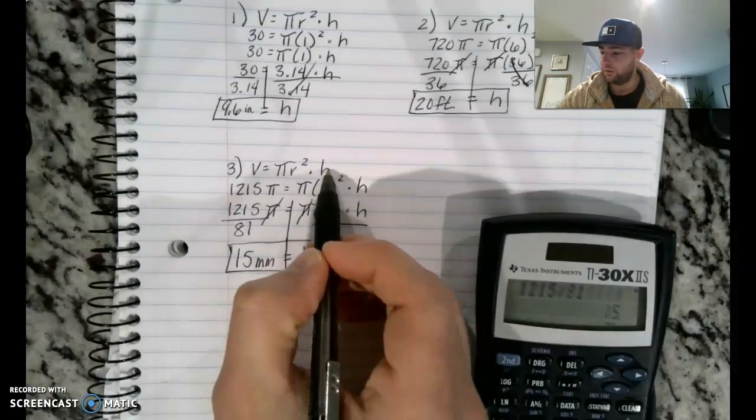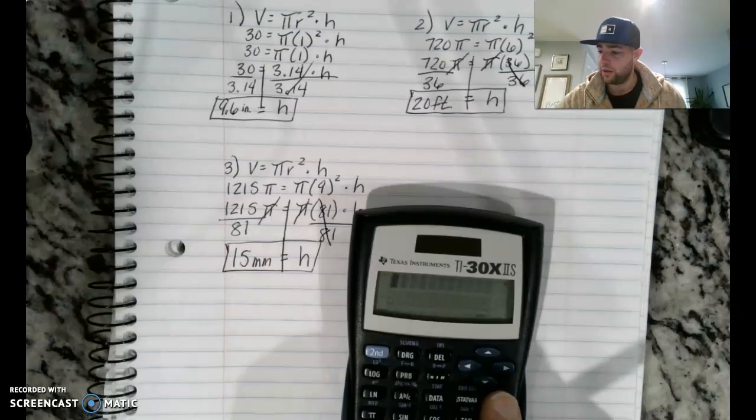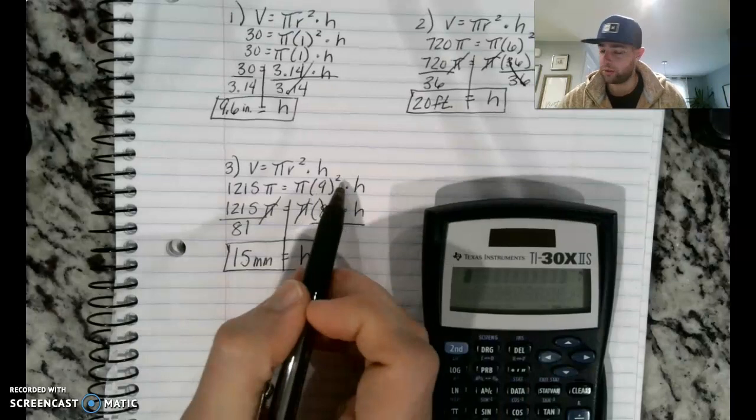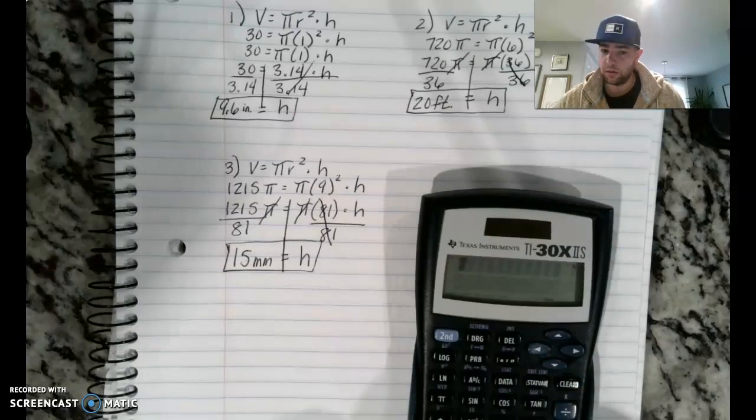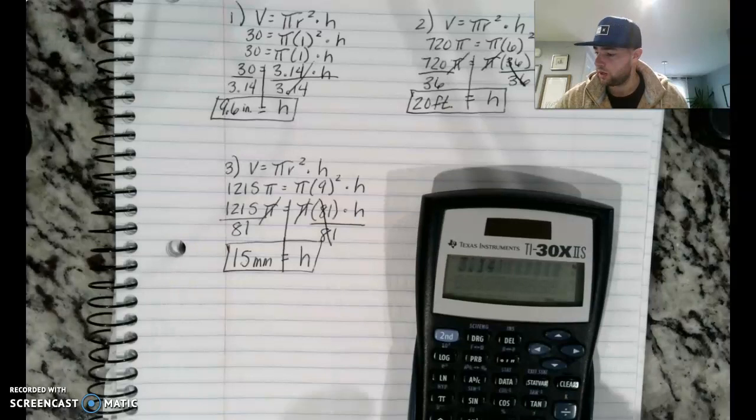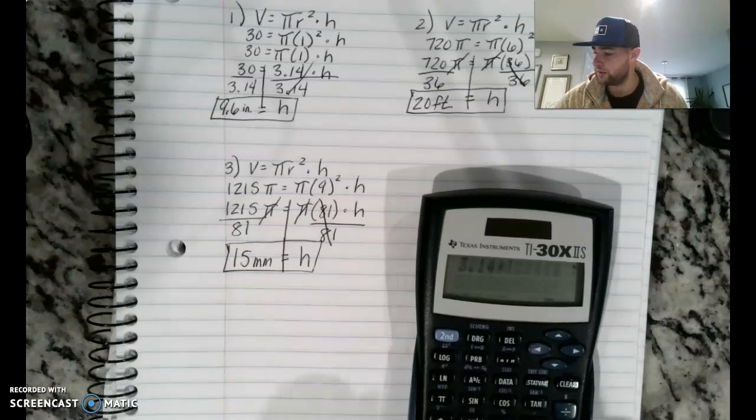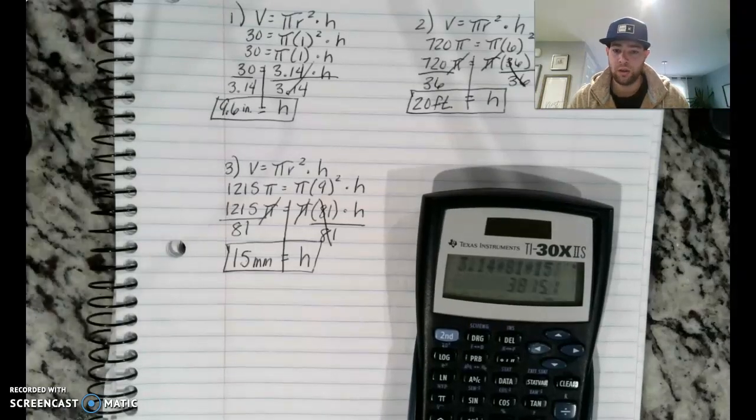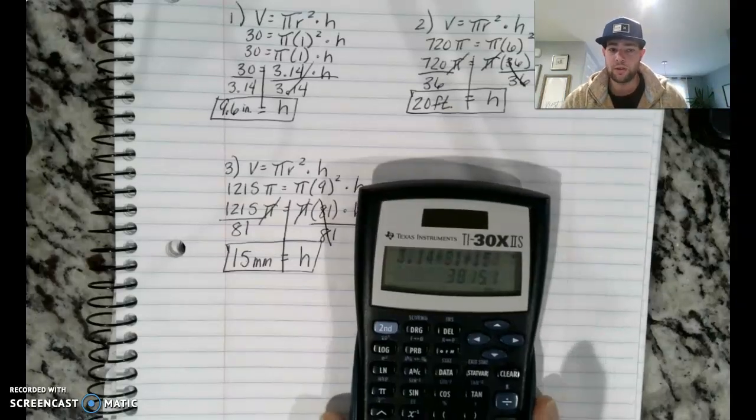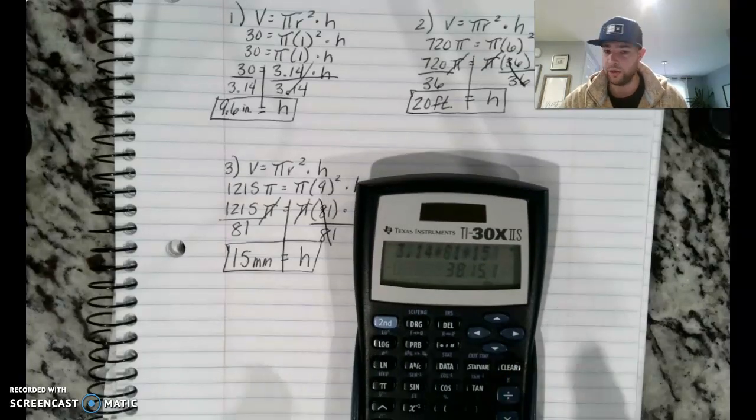and see if I do. Right now we know that 9 squared is 81, so I'm going to do 3.14 times my radius squared, 81, times our height of 15. If I hit equals, we should get the volume that we started with, which they give us 3,815.1, and we had 1,215. So you're going to notice those are different right now, which is okay because they gave it to us in terms of pi. So what we can do is 1,215 times 3.14 and see if we get the same answer right here.